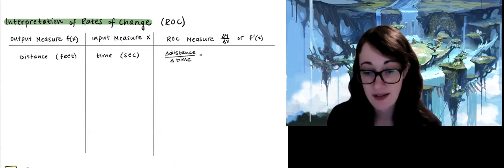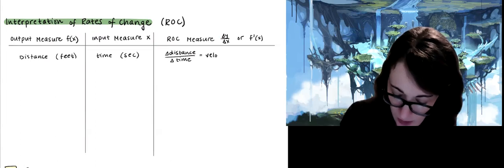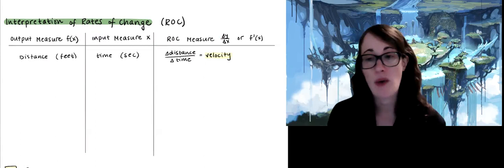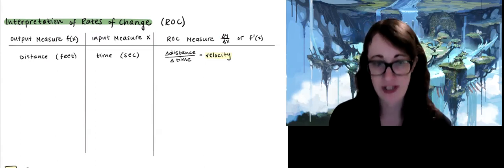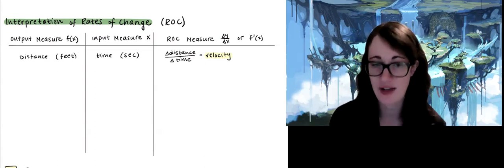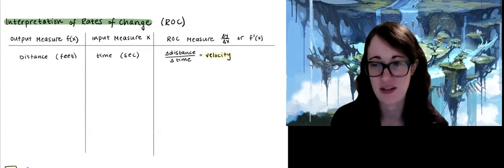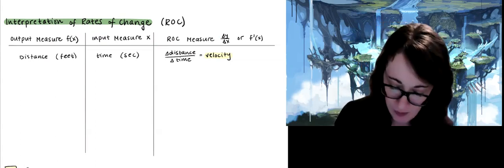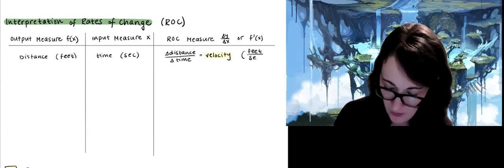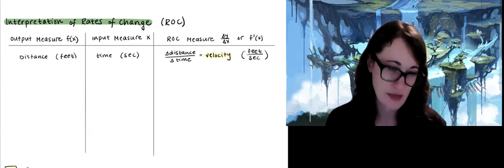Well, this is called velocity. So we actually have a word for this particular situation. Again, whether it's the average rate of change or the instantaneous rate of change, the average velocity or the instantaneous velocity, you're still looking at how distance changes over time. And the units for that would be the distance measure over the time measure, so feet per second, or miles per hour or whatever.